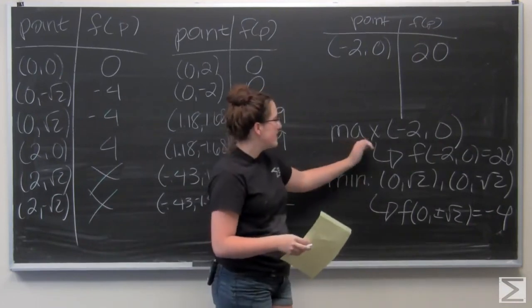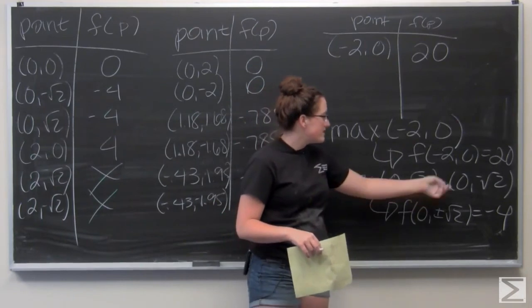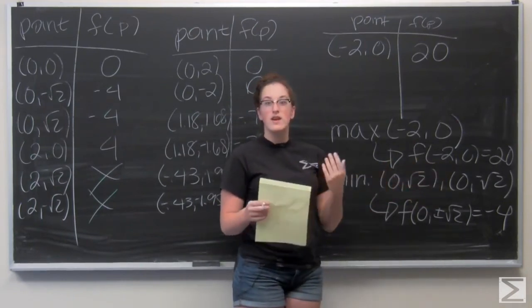So f attains a maximum value at the point negative 2, 0, and f attains minimum values at 0, square root of 2 and 0, negative square root of 2. And we are all set.